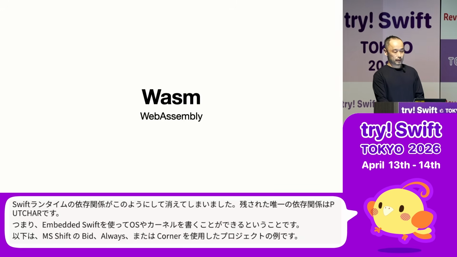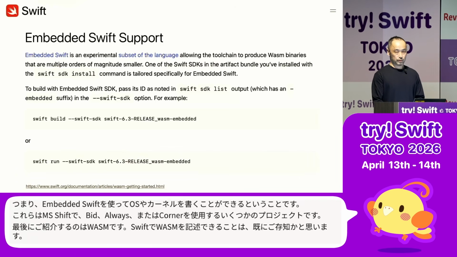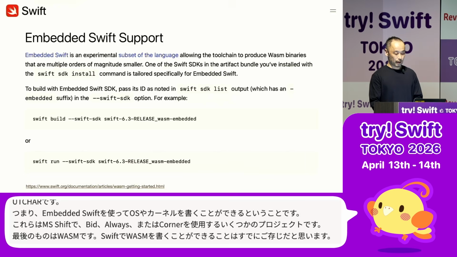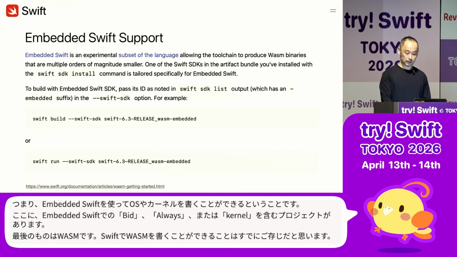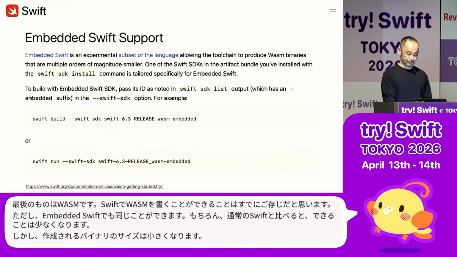Last one is Wasm. I think you already know that you can write Wasm in Swift, but you can also do it with Embedded Swift. Of course, there are fewer things you can do compared to normal Swift, but the binary you build gets smaller. So it was worth trying.